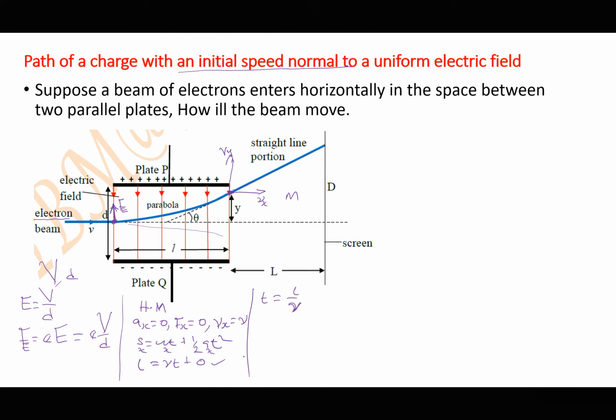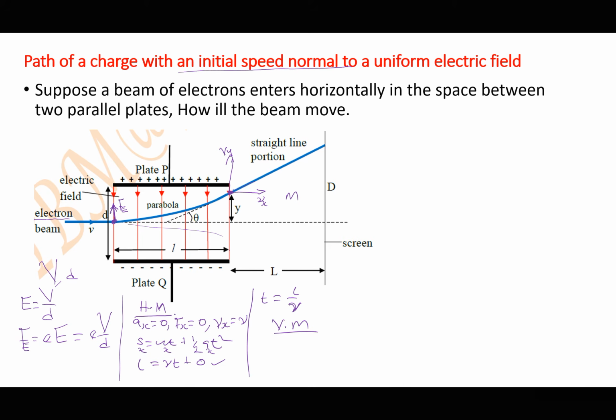Since time is a scalar quantity, the time in the horizontal is the same as the time in the vertical, as it was with projectile motion. So that one we don't mind about it. Now let us consider vertical motion.